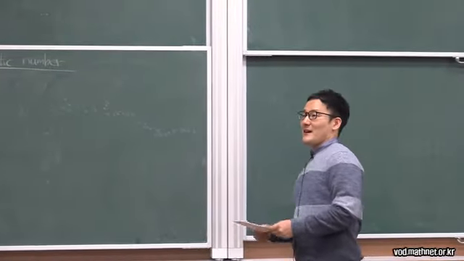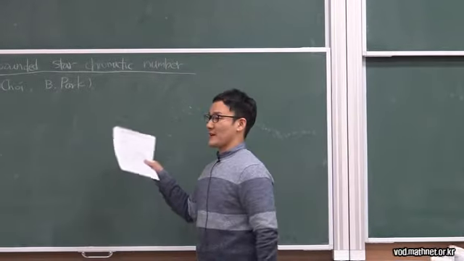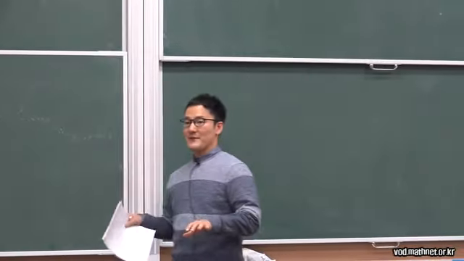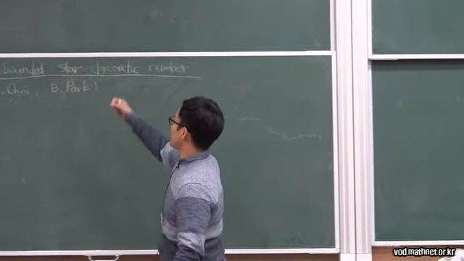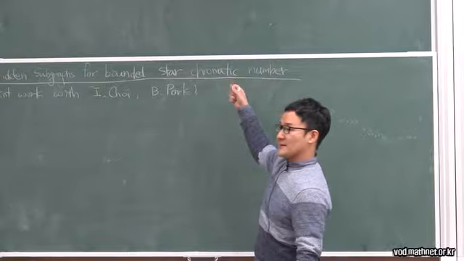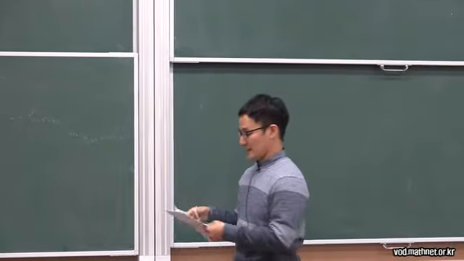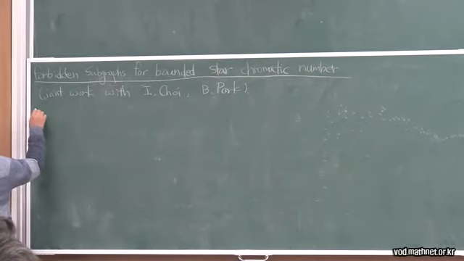Listen to my talk. Today I'm going to talk about forbidden subgraphs for bounded star-chromatic number. I just hope that everybody here is familiar with graph coloring. The star-chromatic number, or star coloring, is just a variation of proper coloring, and I'm going to explain what it is. Let me start with some nice theorem.